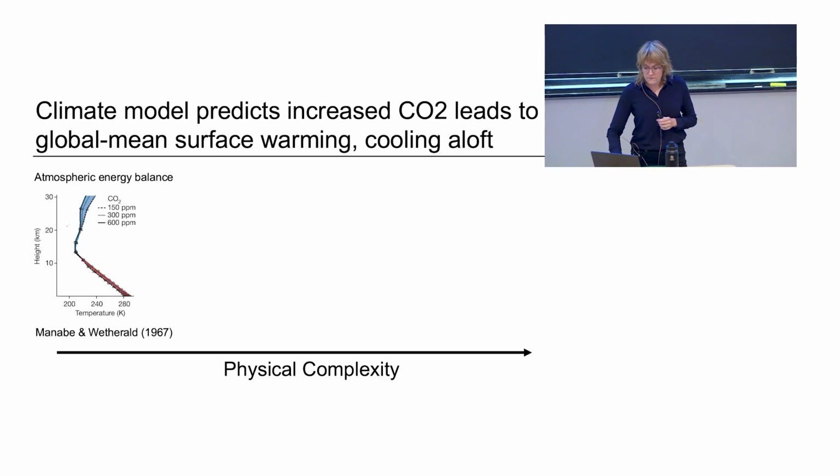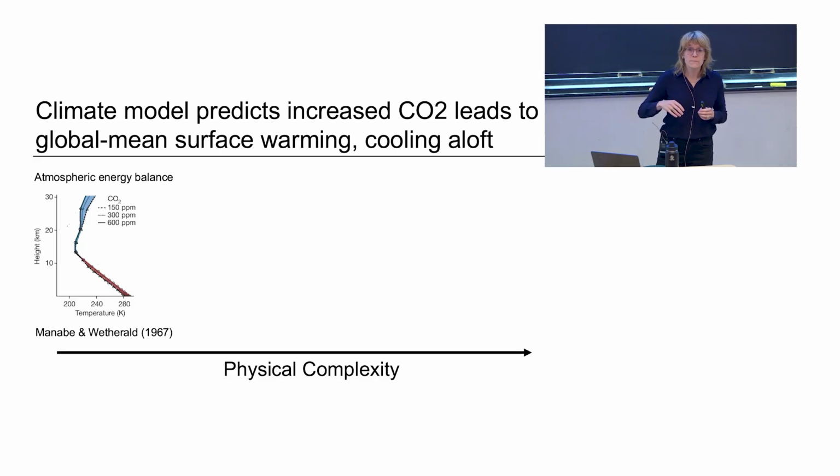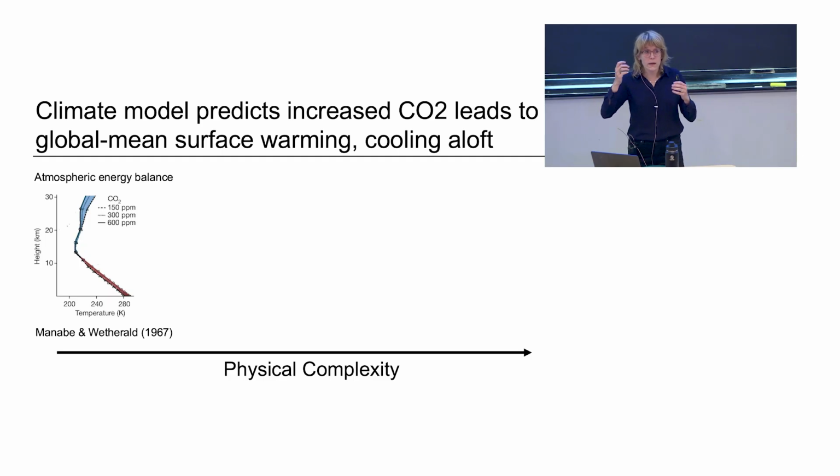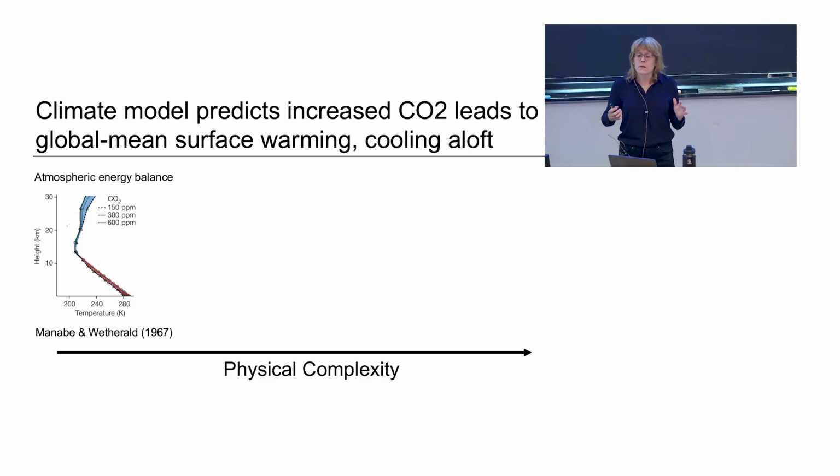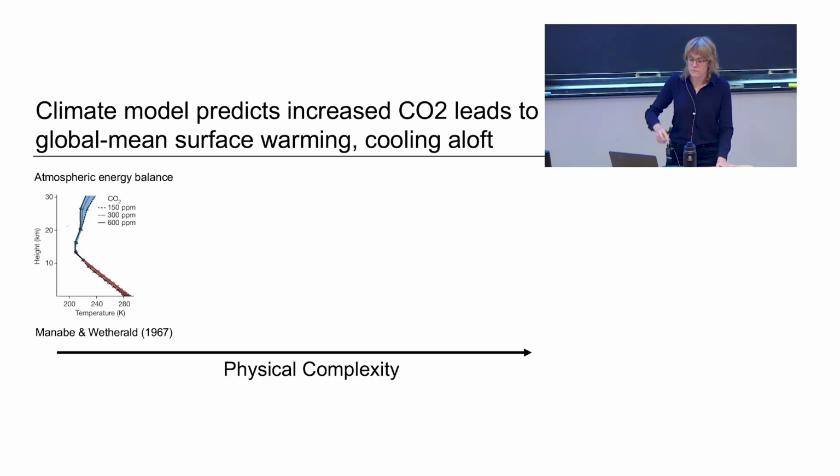This signal of cooling in the upper layers was really just a consequence of radiation. CO2 is a greenhouse gas. You dial it up, the emissivity increases, you're radiating to space, and the amount of radiation coming from below is not enough to compensate for that. So you get radiative cooling.